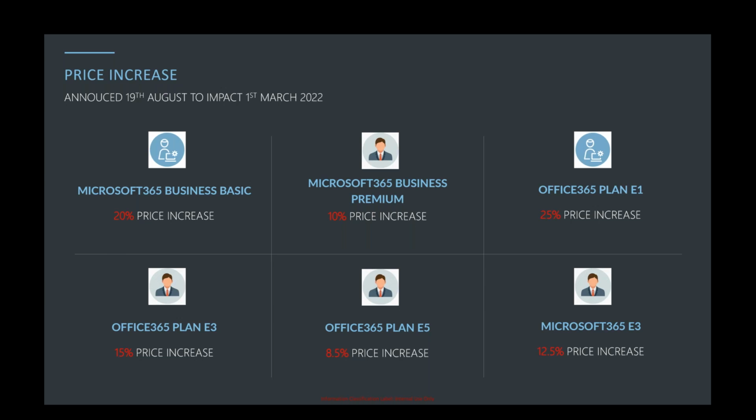This is really important to understand. If you're a home consumer, a home user, that consumer base is not having the price increase. And similarly with education, the educational prices are not having an increase as well. But across Business Basic, Business Premium, E1, E3, Office 365 E5, and Microsoft 365 E3, you can see the price increases there, ranging from around 8.5% with E5, right up to 25% with that E1 license.